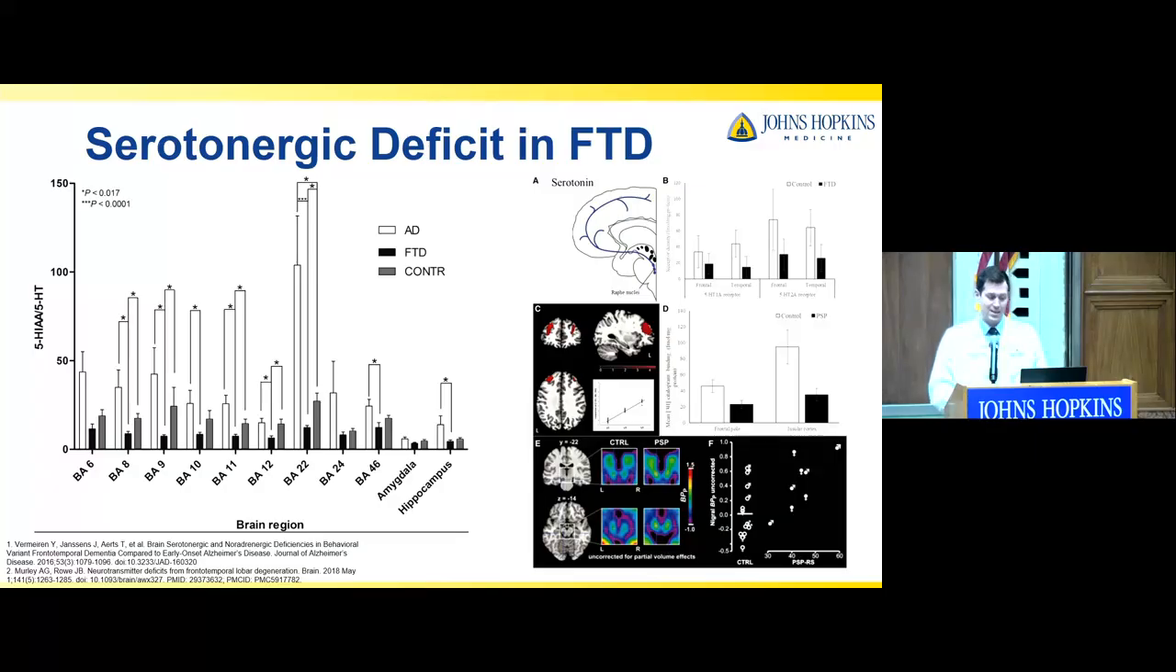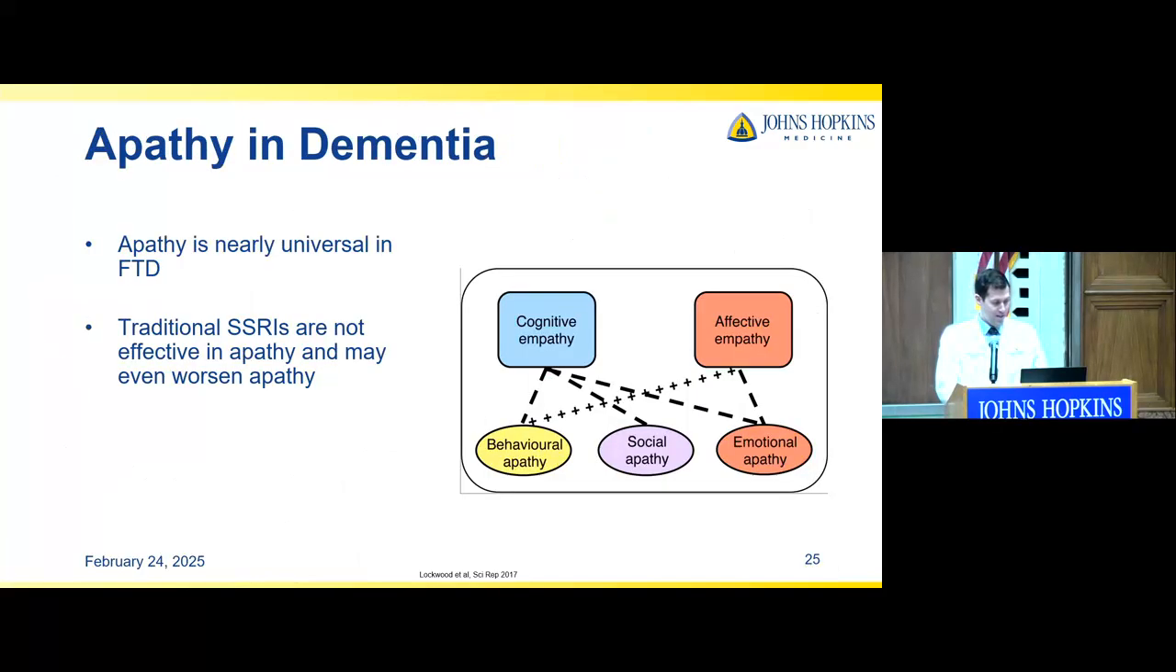So there's reason to think that these networks are affected broadly, and that supporting the serotonin system would be helpful in FTD. The other thing I'll touch on briefly, and some of you may have noticed this, is that apathy was conspicuously missing from all of those clusters I showed you.